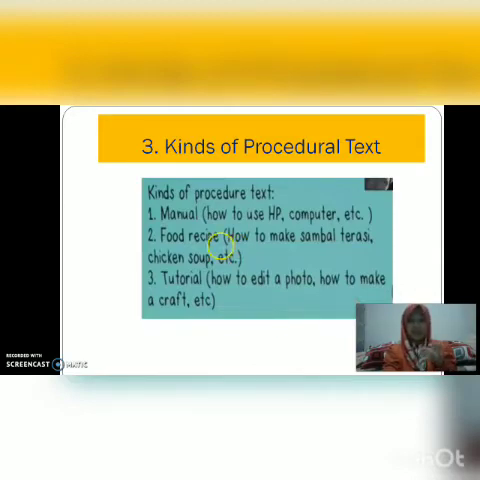And the last kind of procedural text is tutorial. For example, how to edit a photo or how to make a craft, etc. So there are three kinds of procedural text. The first one is manual. The second one is food recipe, and the last one is tutorial.